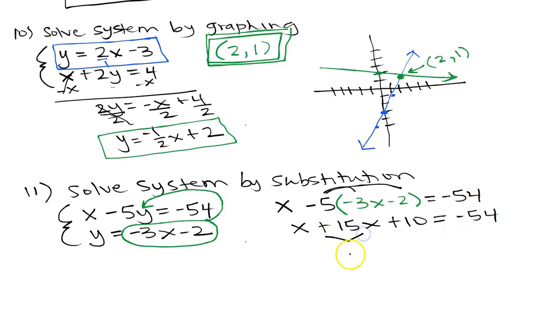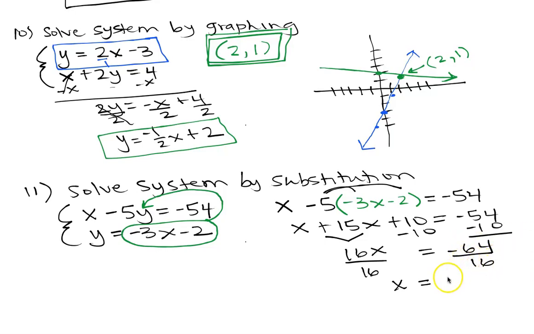Let's get our x's together. So that's 16x. And then I need to subtract that 10 over. So 16x equals negative 64. And now I just need to divide by 16. So put that in your calculator. Negative 64 divided by 16 is going to give us a negative 4.